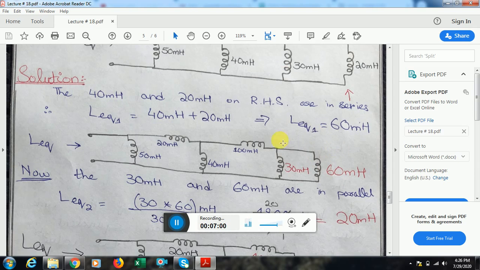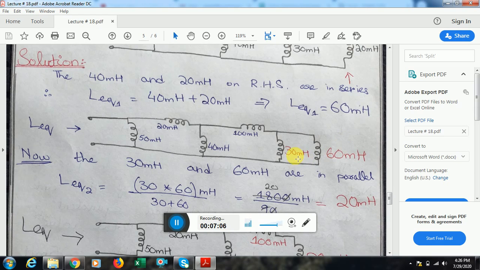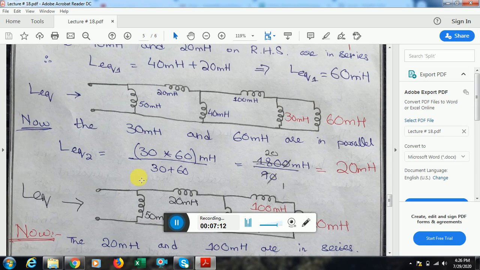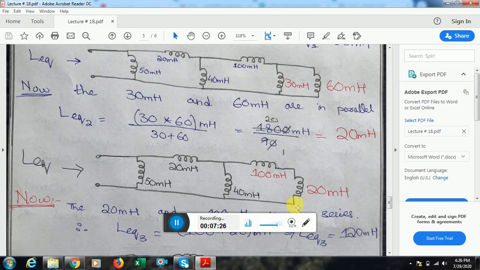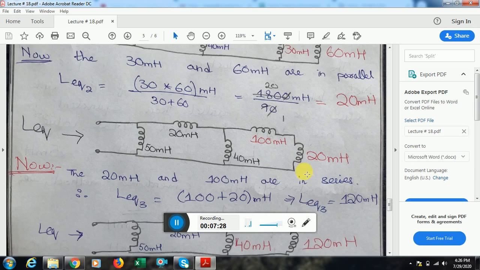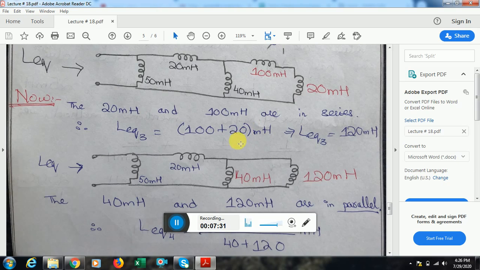Now to highlight the relationship, I'm using a different color pen, which is a red pen. You can see that 30 millihenry and 60 millihenry are in parallel to each other. We'll take the parallel equivalent of these two inductances, which is the product divided by the sum of the two inductances. The product comes to 1800, the sum is 90, so this equates to 20 millihenry. Now this new 20 millihenry is in series with this 100 millihenry. Series inductances always sum up as equivalent inductance. So 100 plus 20 is 120, and now I replace these two inductances by the equivalent, which is 120.